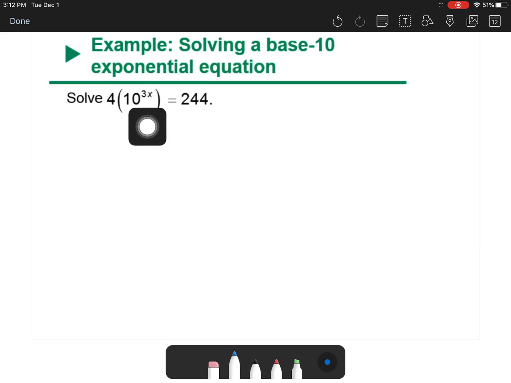Okay, so in this example we're solving a base 10 exponential equation. What we want to do first is isolate. There are no logs in here right now, but I think we have to use a log to solve it. We want to isolate the exponential part, which is the 10 to the 3x. So the first thing is let's divide by 4 on both sides of the equation. Then I'm going to get 10 to the 3x equals 244 divided by 4, which is 61, right? That should be 61.